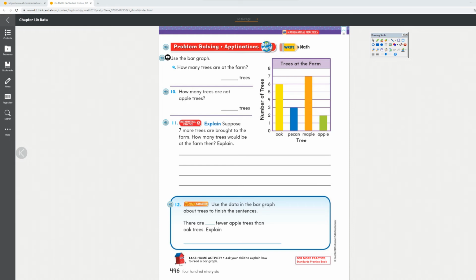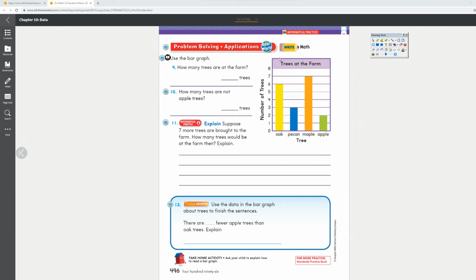Class, we are now on page 496. Problem-solving applications. Use the bar graph. So to answer the questions below, we are going to use the information given to us. So remember what survey this is. We look at the title, which is right at the top. Trees at the farm. And then we look at the category, number of trees.